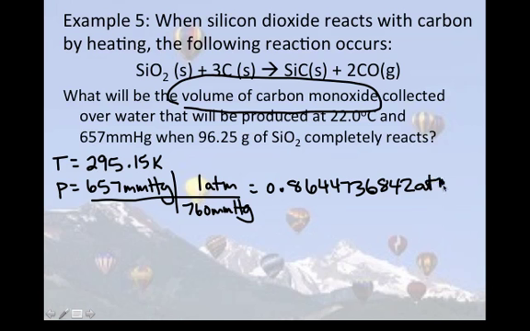0.8644736842 atmospheres. And what else? So I'm going to put here, let's see, this pressure is our atmospheric pressure, and that means that our water pressure plus our carbon dioxide pressure is going to balance out atmospheric pressure. I need to find the pressure of the carbon monoxide. So let's work that through.